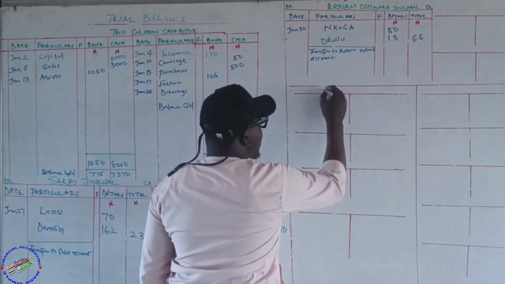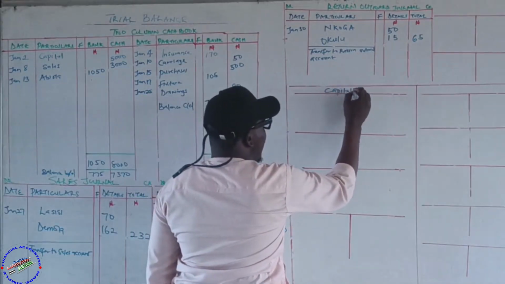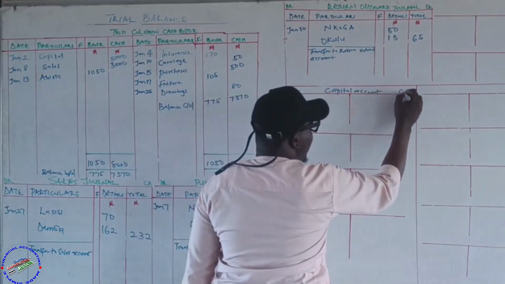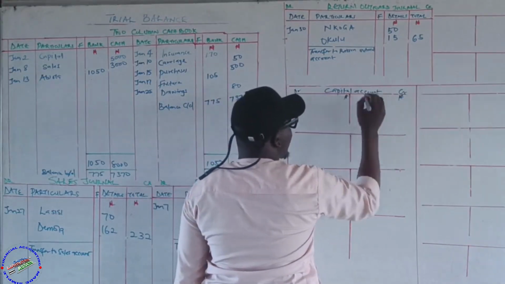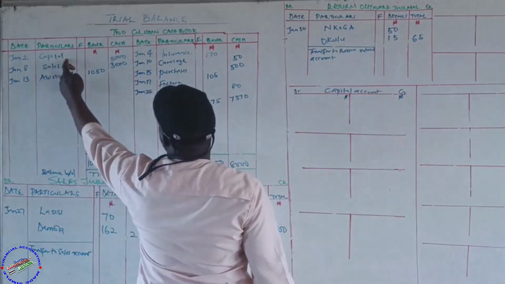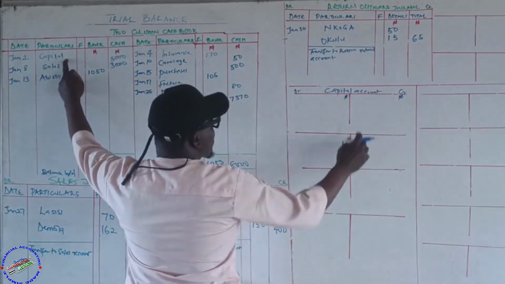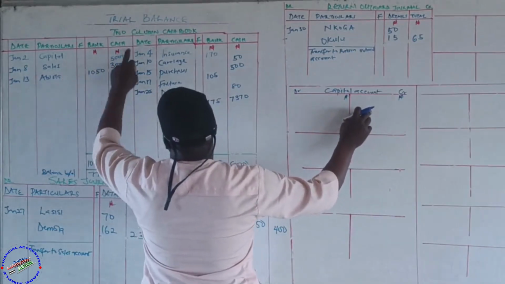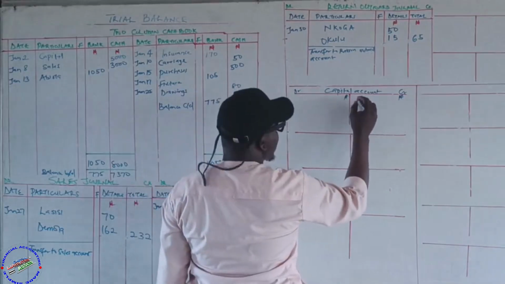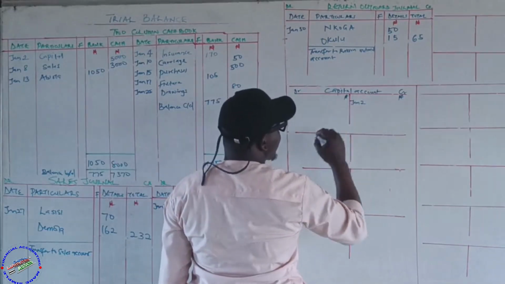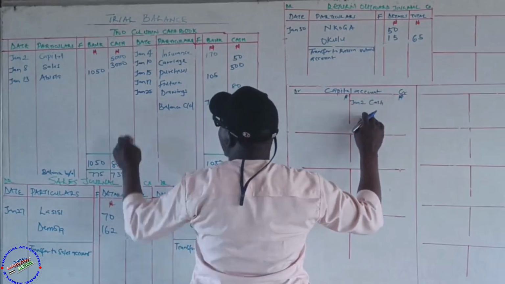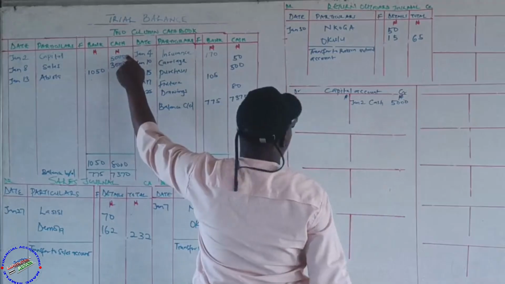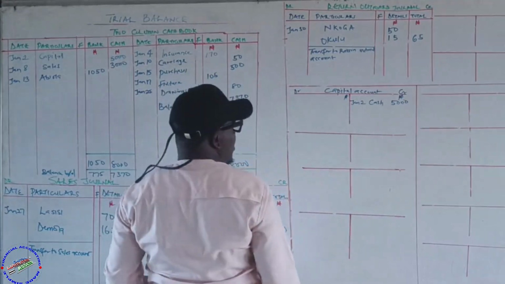So we come here and we have capital account. Don't forget to put your debit and credit and your naira sign, your currency sign. So when it is coming to capital account here, it's going to be on the credit side under cash. So I have January 2nd, cash, because it's coming from cash. So we're going to have 5,000 naira.